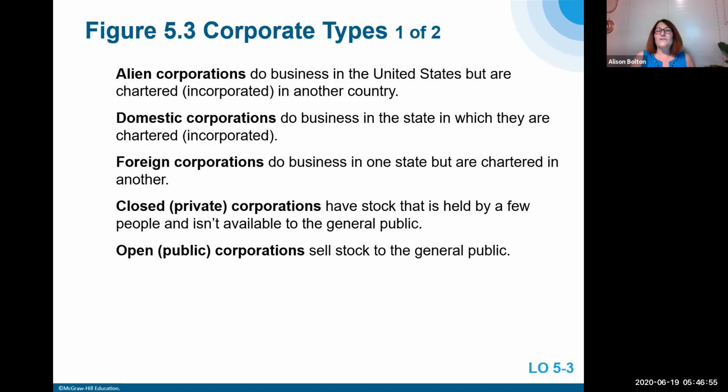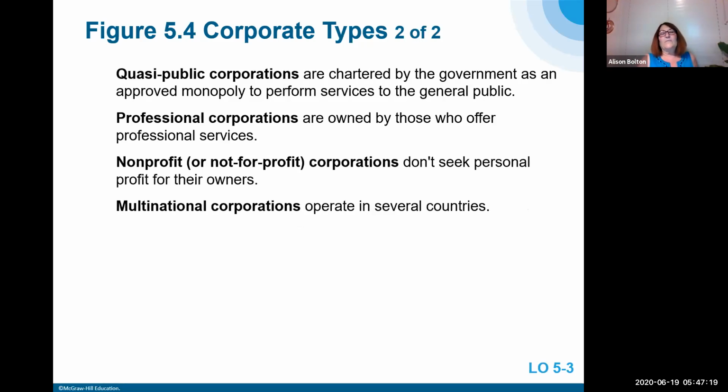Then, of course, we have the closed private corps, which have stock. Only a few people are part of it, and it's not usually the general public. So it's family or friends, people who are involved in the business only. And then you have the open, and we see this all the time, where stock is being sold to the general public. Quasi-public corporations, these are government-approved monopolies. And we see this like PG&E, Comcast, utilities, it's usually utilities.